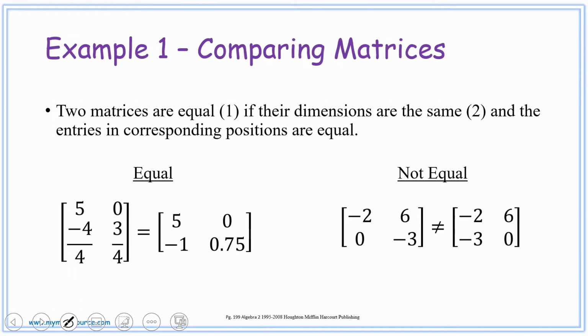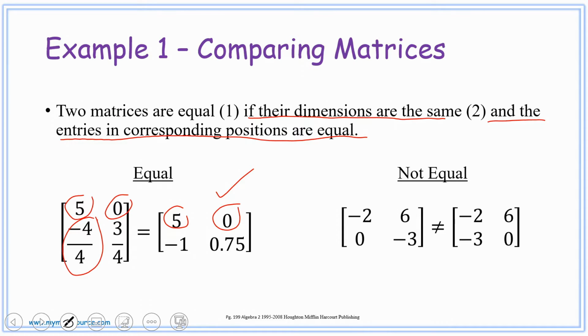Now, what we want to do is just make sure we understand how to compare and equate matrices. Two matrices are equal, number one, if their dimensions are the same, that's the first thing. And the second thing, their corresponding entries are equal. Now, as obvious as that is, what you really want to make sure is you understand the equivalencies of entries. So you see this one, this matrix is equal because the 5 is the same in the first entry, zeros are the same in the second entry.